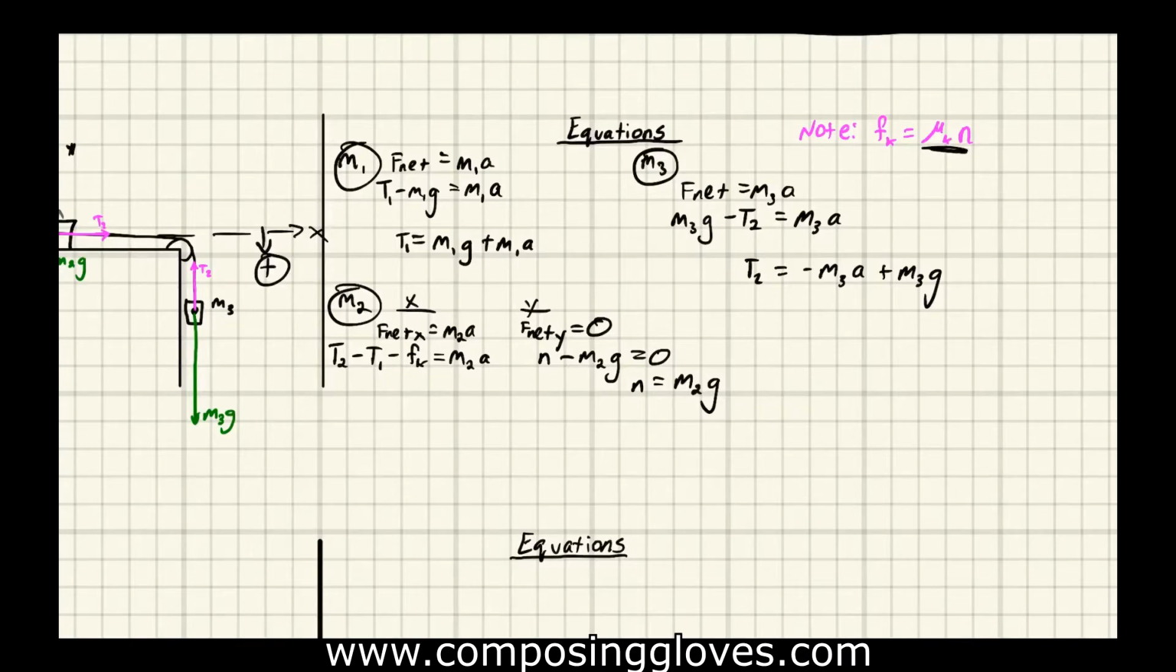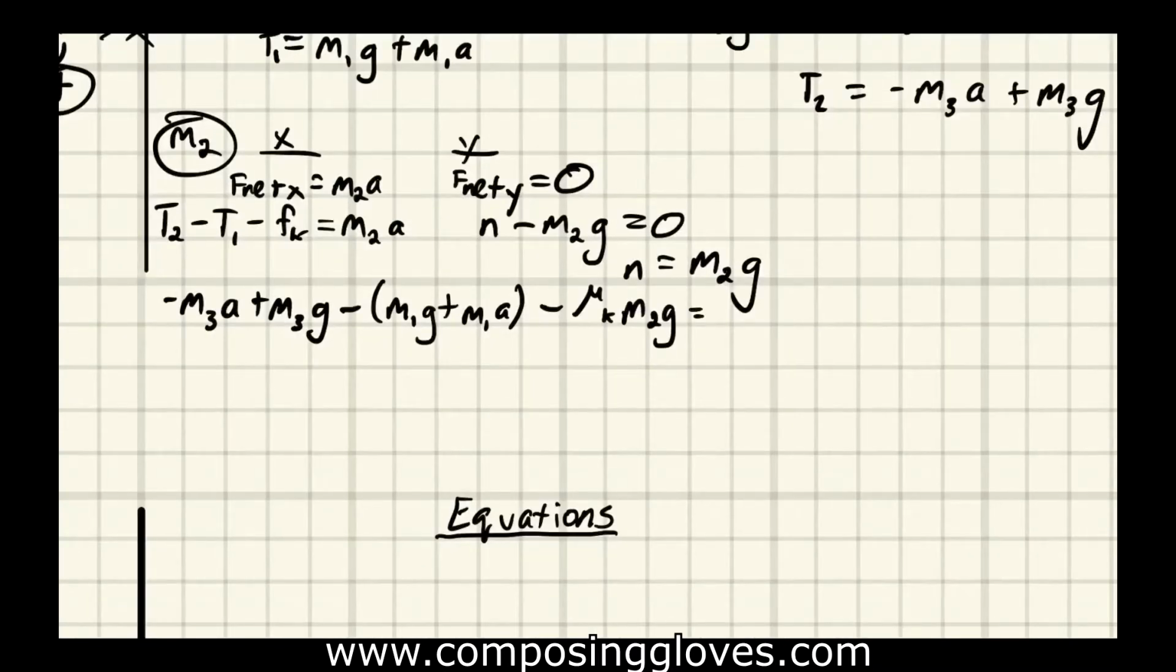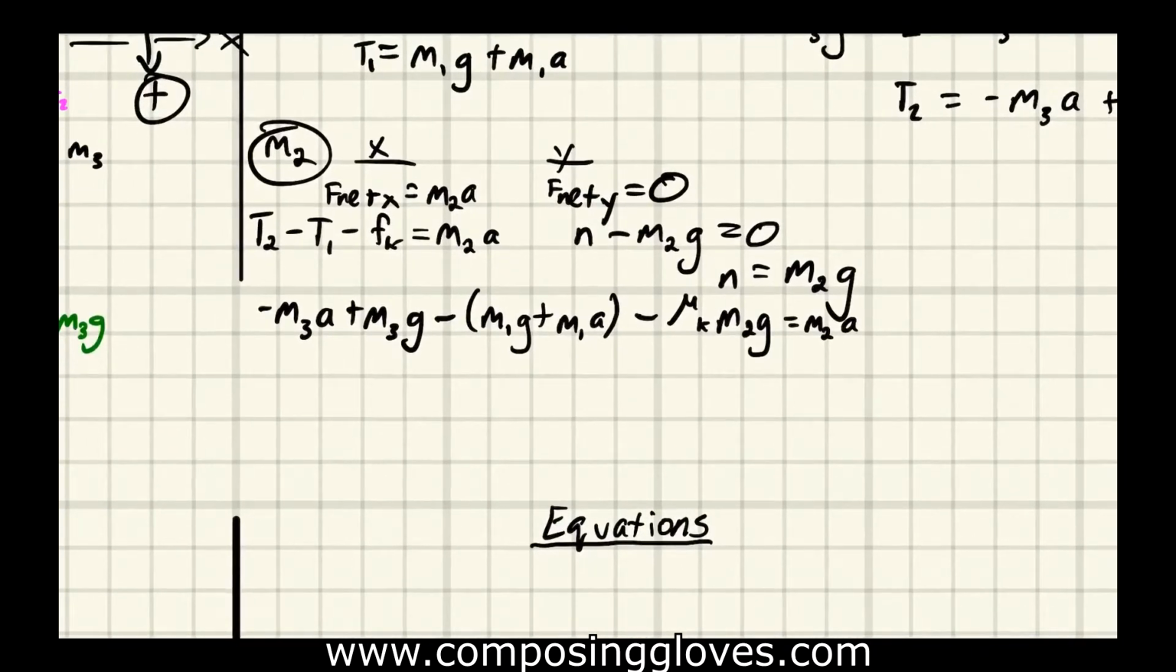Okay, so we're about to do a bunch of substitution. We're going to have T2, which is defined as negative m3a plus m3g minus T1. T1 is, I'll put this in parentheses. I would distribute normally in this step as well, but what the heck. Plus m1a, because that's what T1 is. We defined it up here. And the negative stays outside. And then we have minus f sub k. So that's going to be mu sub k times m2g, right? Because we said this is this, which is this. So hopefully you followed all that. If you didn't get it, I felt like I was pretty clear, so just go back and rewatch it. Maybe I just went a little fast. And that's equal to m2a. Holy crap, m2a. You're equal to a whole bunch of junk.